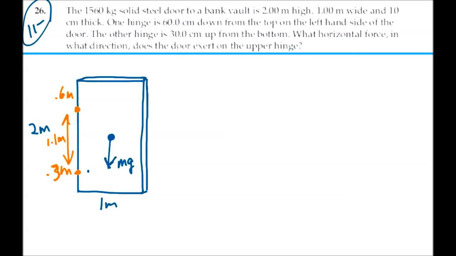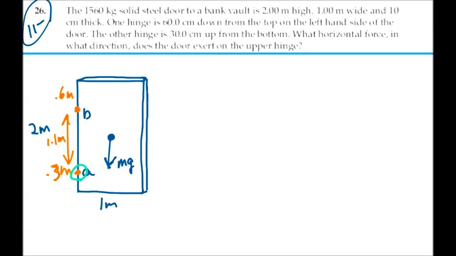So we're going to label our lower hinge A and our upper hinge B. Now there will be forces acting at both of these places, reaction forces. We're interested in the force at B, so let's do our torque about point A, because if we do that, we can eliminate the forces that go through A from torque consideration. Hence we only need to concern ourselves with the forces acting at B.